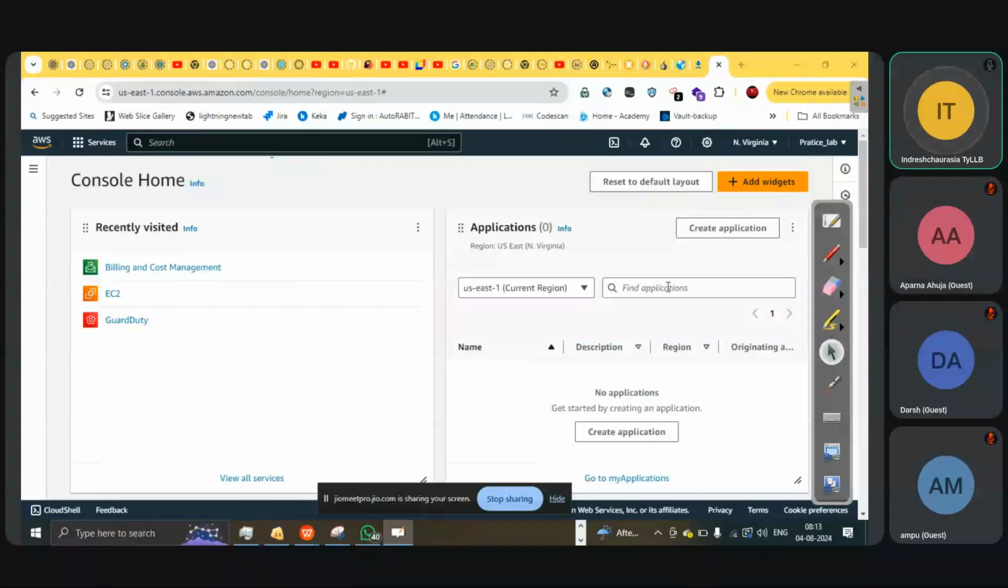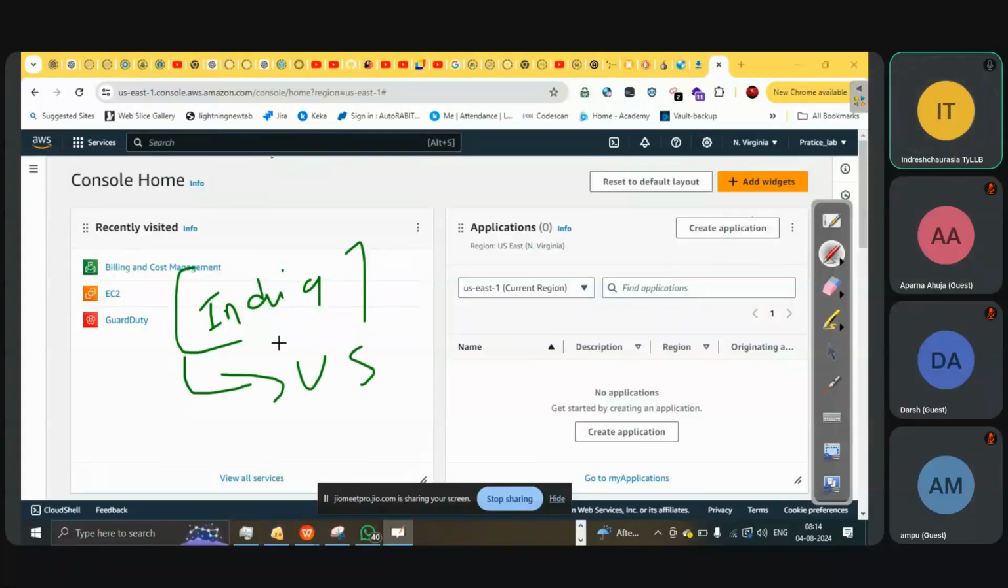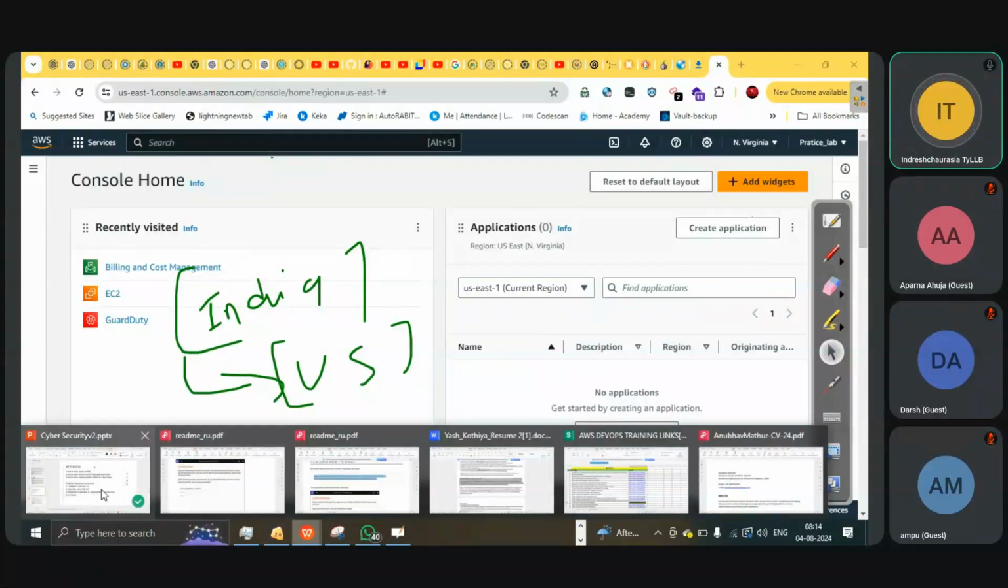So if I'm in India, I can set up servers anywhere. Suppose I take the example of the US. So how is it done? Let's see.